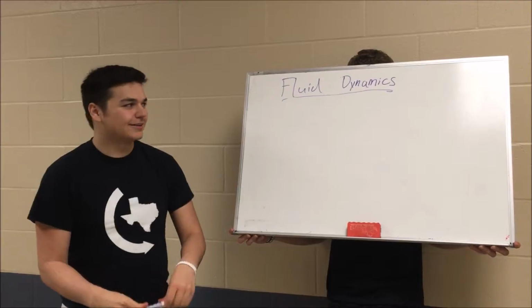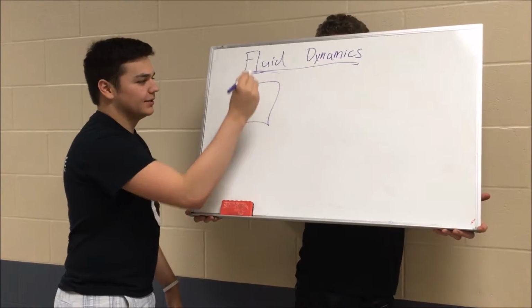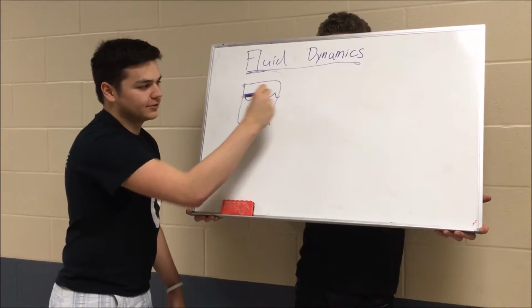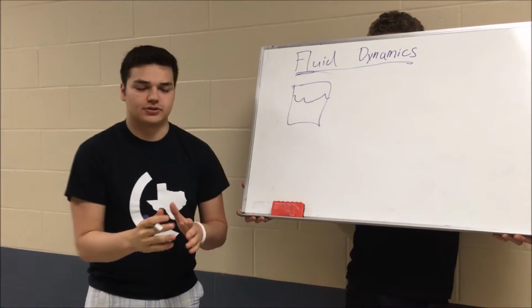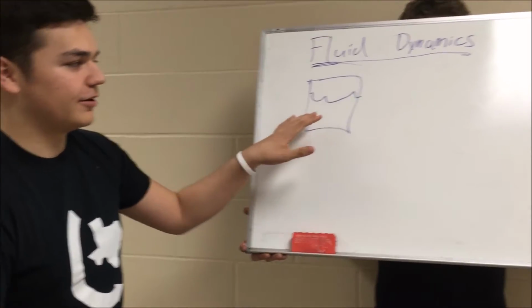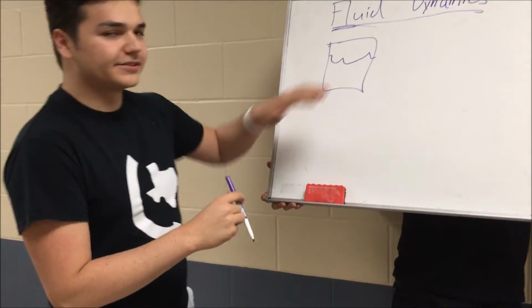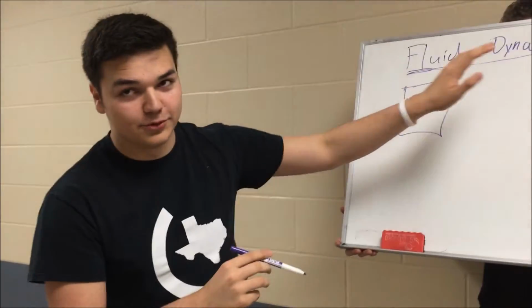Alright kids, today we're going to talk about fluid dynamics. A fluid essentially is a substance that has no fixed shape and yields easily to external pressure. Now a fluid is something like a liquid or a gas. For example, water is a fluid. Atmospheric air that we're breathing right now is a fluid. Fluid dynamics is how these fluids move.